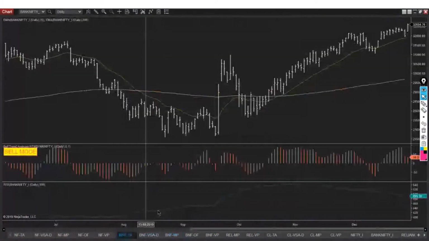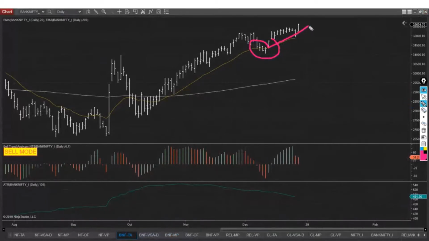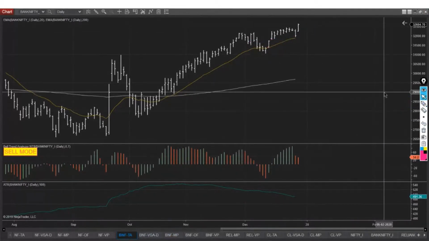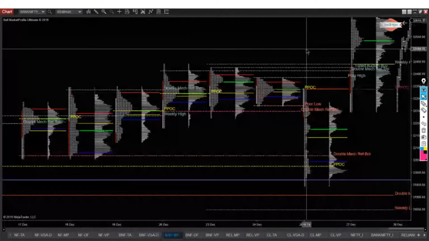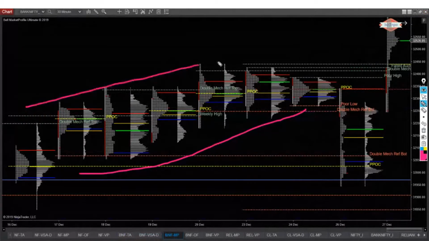First, if you see from the daily chart, there was this pullback, and then the auction again went higher. Now, if you look from the market profile chart, this is the activity for this many days.